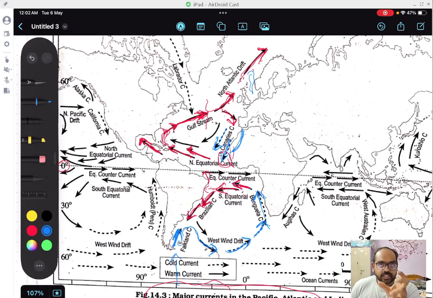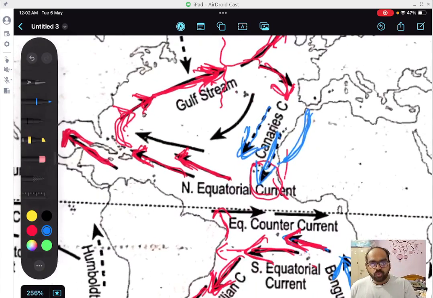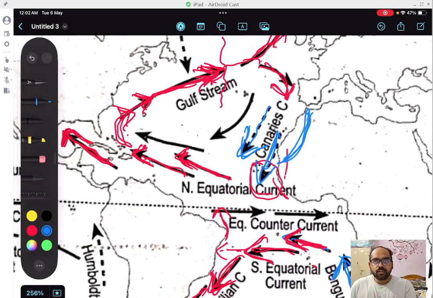The north equatorial current is generated on the northwestern coast of Africa. Why? Due to higher temperatures there, the water started expanding and moving towards the Gulf of Mexico. This is the Mexican Gulf, this region. Once they reach the Gulf of Mexico, they hit the Antilles region. Antilles means a group of islands in the Caribbean Sea. Once they hit the Antilles, the north equatorial current got drifted into two branches.